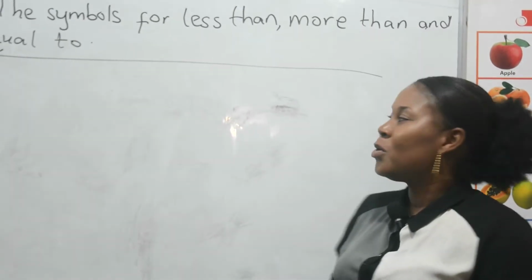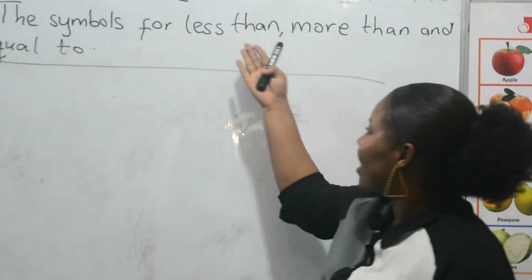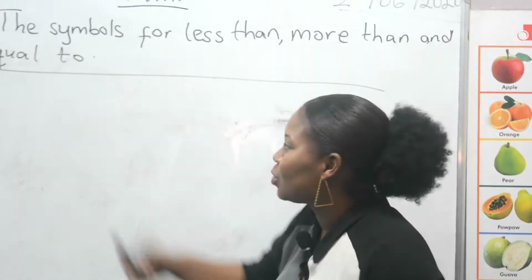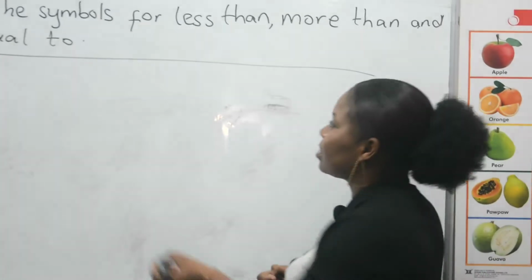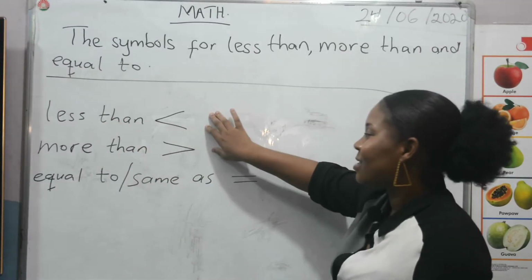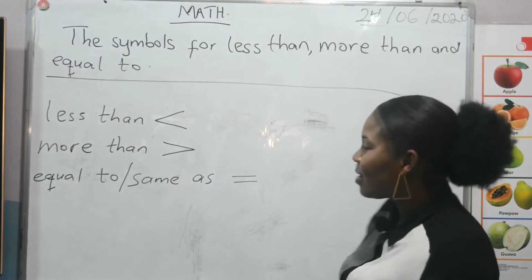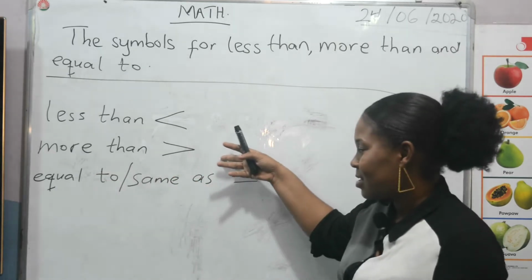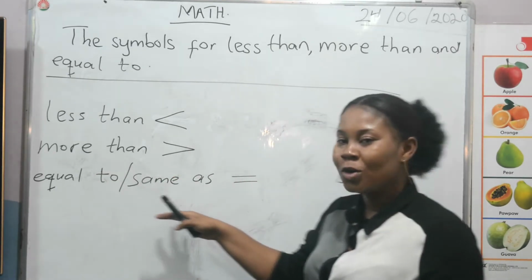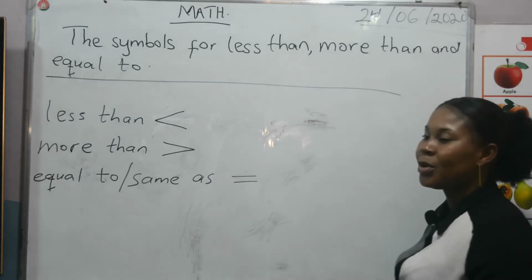Last time we were dealing with less than, more than, and equal to, but today we are moving on to the symbols. So less than, this is the sign for less than. More than, that is the sign. Equal to or same as, that is the sign we are going to use.